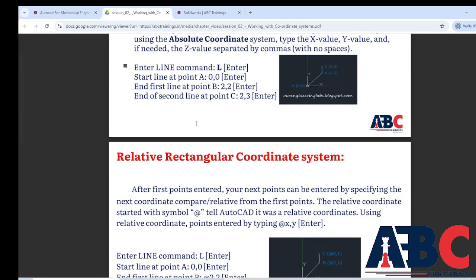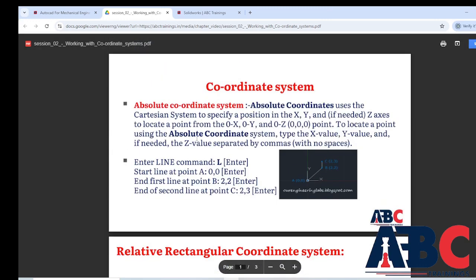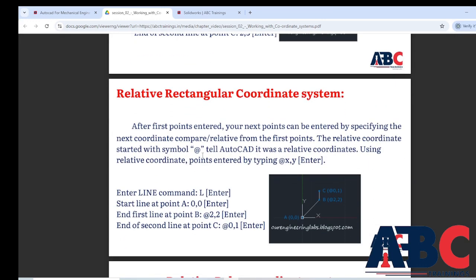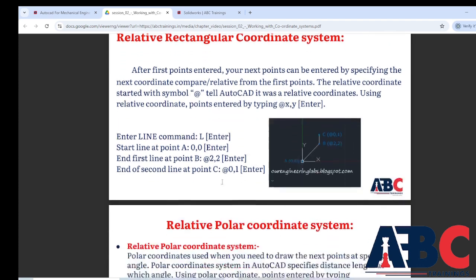As we saw in the absolute coordinate system, for using relative coordinate system, we have to enter first the @ symbol and then x and y value and enter.